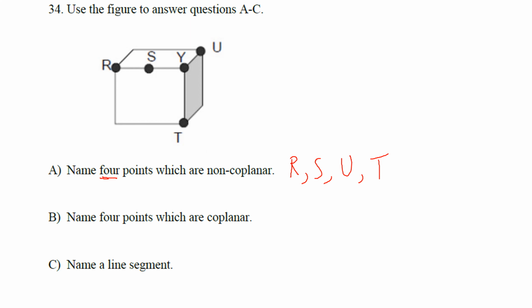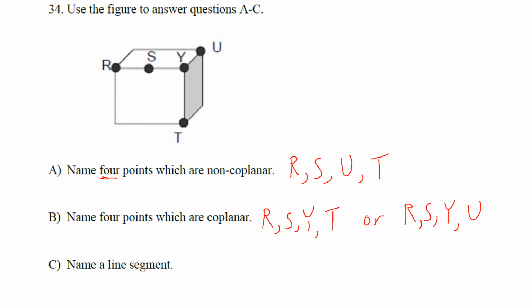On letter B, name 4 points which are coplanar. So there's 2 different sets that we could have used on this one. This one's a little less open-ended. If you look at that front surface, the one that's facing us in that cube, we could have used R, S, Y, and T. Or the other option, if you did the top, you could have said R, S, Y, and U. So those are the only 2 options there. Like I said, there's other options that we could have done. There's probably 4 different combinations we could have used. B, a little bit more limited. There's 2 different combinations that worked.